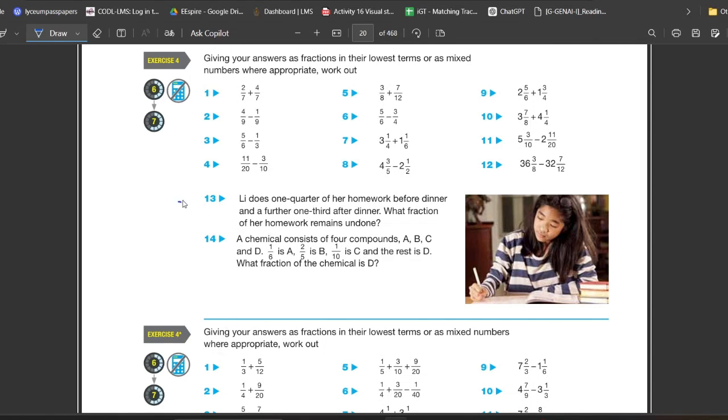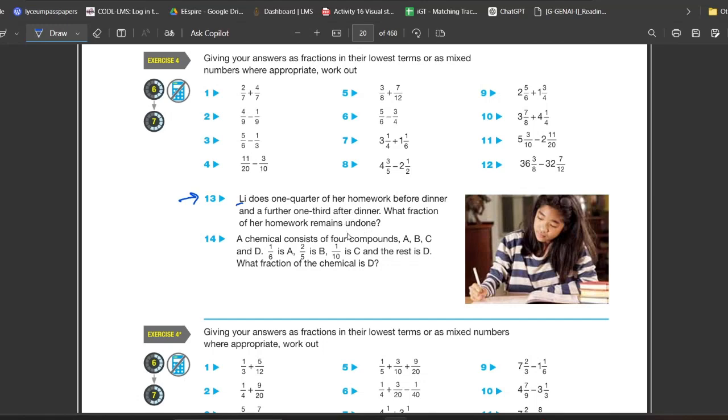Okay, so let's try this 13th one. Lee does one quarter of her homework before dinner and a further one third after dinner. What fraction of her homework remains undone?